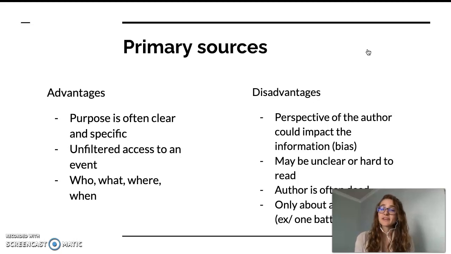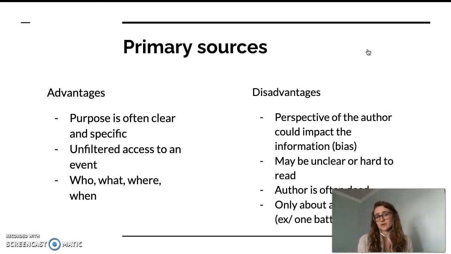But there are some disadvantages. The perspective of the author could impact the information. This is what we call bias. You guys have probably heard this term before. Everybody and everything has bias, right? We all have our own perception, and we're going to talk about this more at the end of the lesson and on Monday. That impacts how we tell stories and how we experience events. It's not lying, right? But it does impact it.